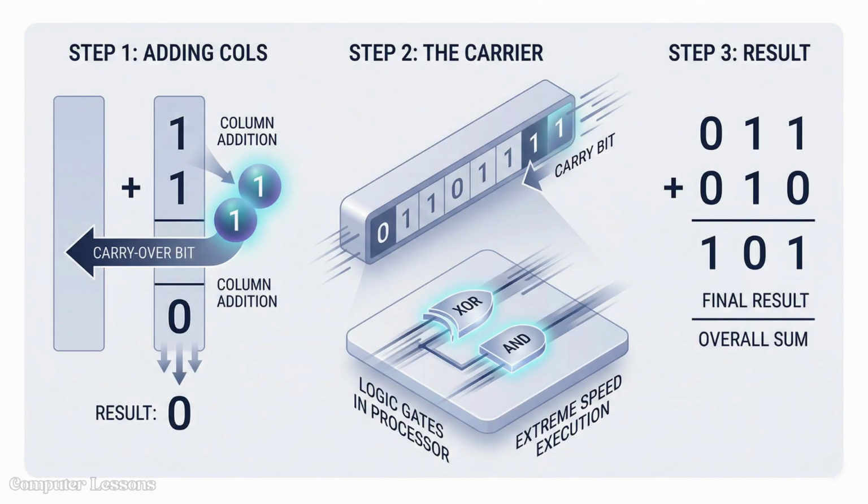Binary addition mirrors decimal math, but requires carrying over values more frequently than other systems. When 2 ones are added in a single column, the result is 0 with a carryover bit. Logic gates inside the processor handle these carries at extreme speeds during execution.